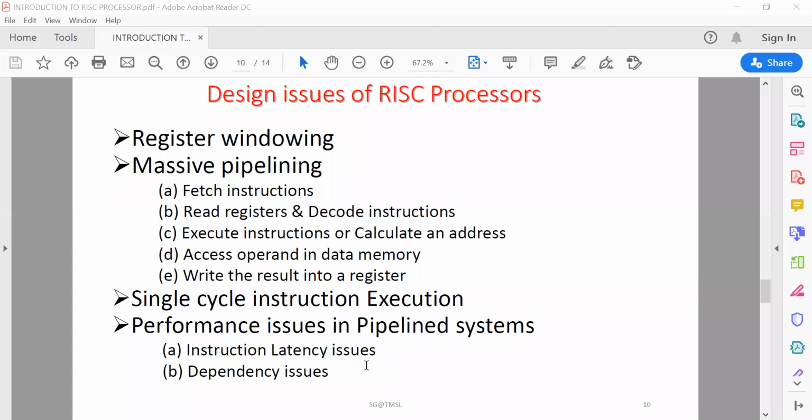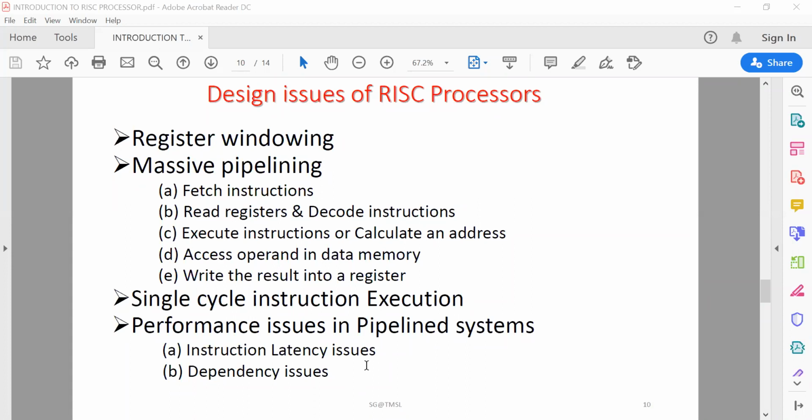Third, instructions which access main memory instead of registers are slow in execution, since main memory is comparatively slow. And fourth, complex instructions which require multiple clocks for their execution, such as floating point multiplication, should be avoided. Okay, so these are the instruction latencies that should be avoided.